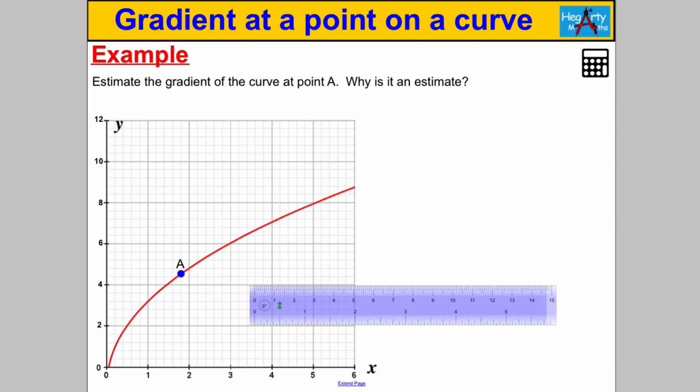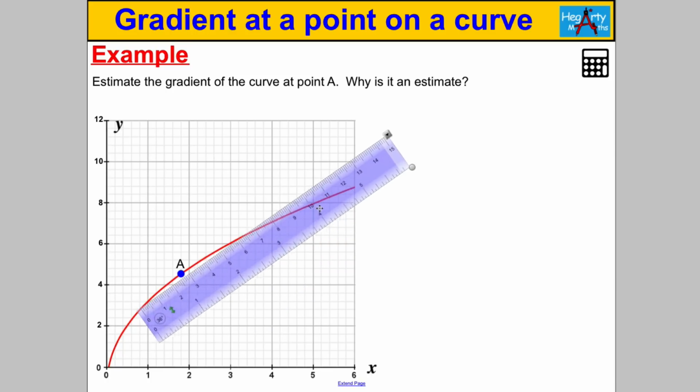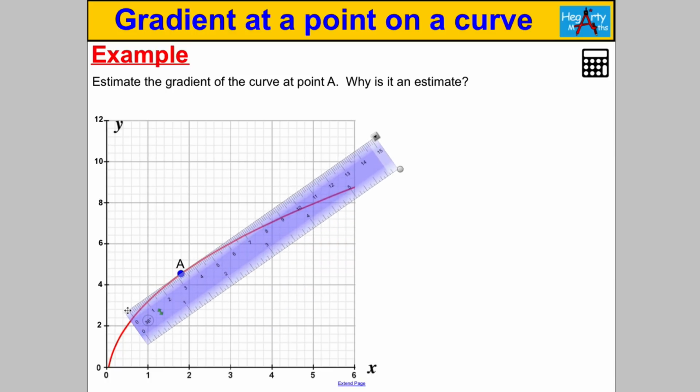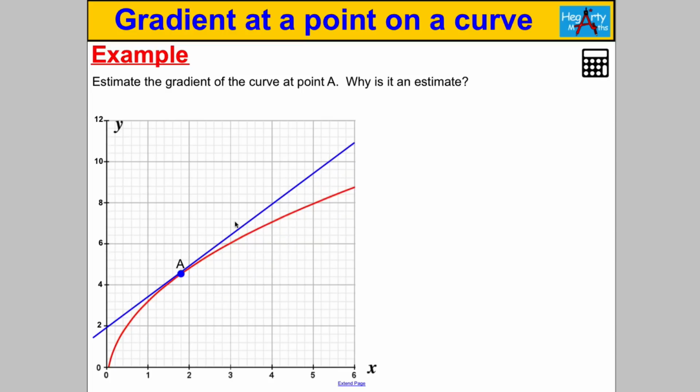Okay, next question. Pause and have a go. Same question, estimate the gradient of the curve at point A, and why is this an estimate? Ruler out, twist your ruler, and try and draw a line such that it just touches the curve at A, and extend that line as far as you can. And we're trying to find two nice pairs of coordinates that lie on this blue line to help us with an accurate calculation for the gradient of that tangent, which is going to be an estimate for the gradient of the curve at point A.